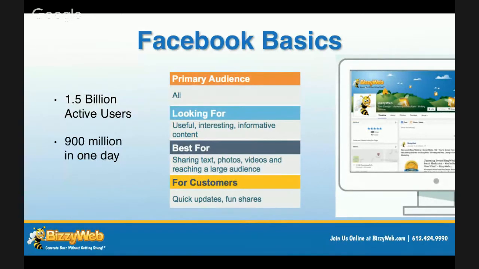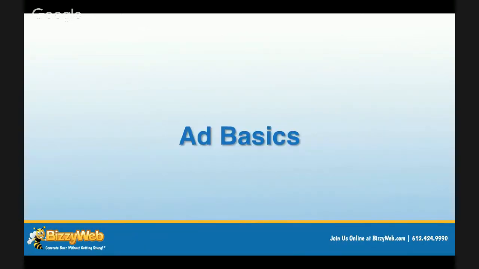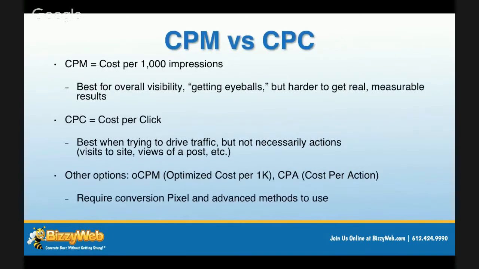All right, so let's get into advertising. First off, let's talk about advertising basics. What is a CPM and a CPC, or an OCPM or a CPA? Well, in general, these are all advertising related terms that relate to how people see the content, or how that advertising content is delivered and what action you're expected to take. Cost per 1,000, CPM, is cost per 1,000 impressions. That's best for overall visibility, getting eyeballs, but it isn't really a great way to get measurable results.